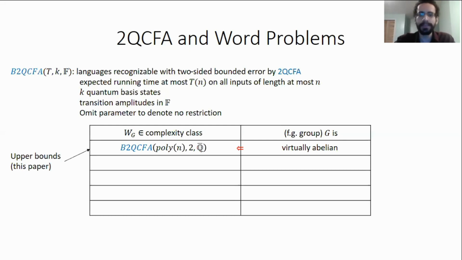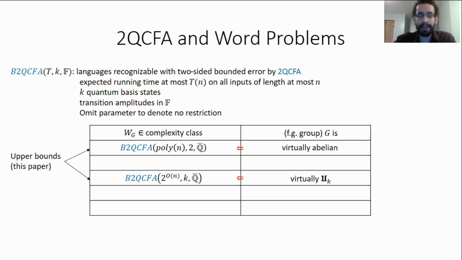That's our first result. We also show that if G is virtually Z^k, then W_G, the word problem, is recognizable by a 2QCFA in exponential time, where now the 2QCFA has k quantum basis states, but the transition amplitudes are still algebraic numbers, so still simple transition amplitudes.